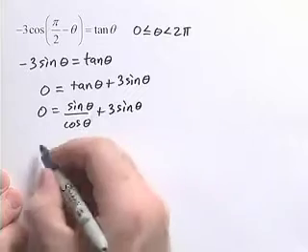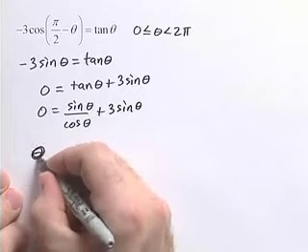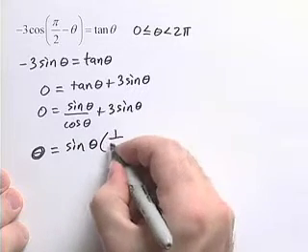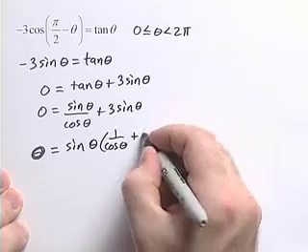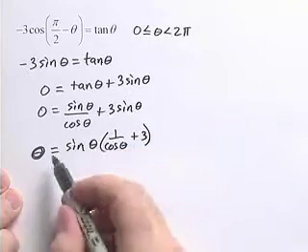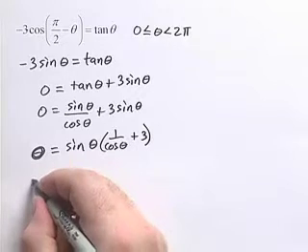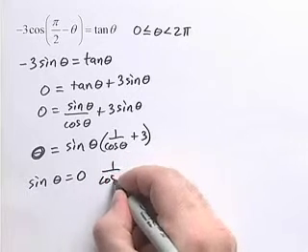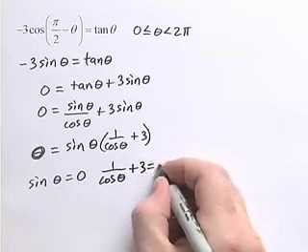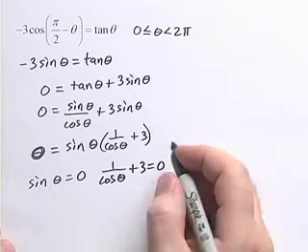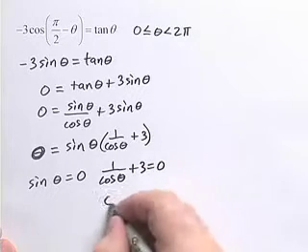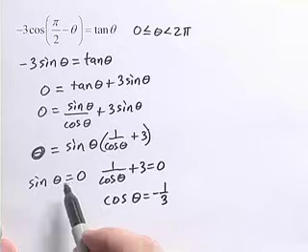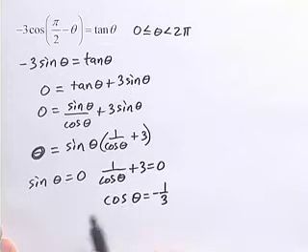Here we can factor a sine theta out. 0 is equal to sine of theta times (1 over cosine theta plus 3). And we're going to set each one of these factors equal to 0. So we'll get sine of theta is equal to 0, and we'll get 1 over cosine theta plus 3 is equal to 0. And this second equation here will yield us cosine of theta is equal to -1/3. So we need to find values for theta that solve these two equations.